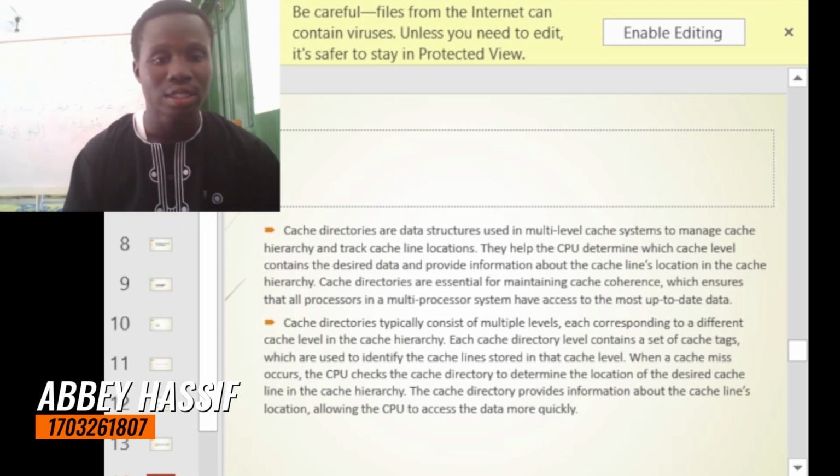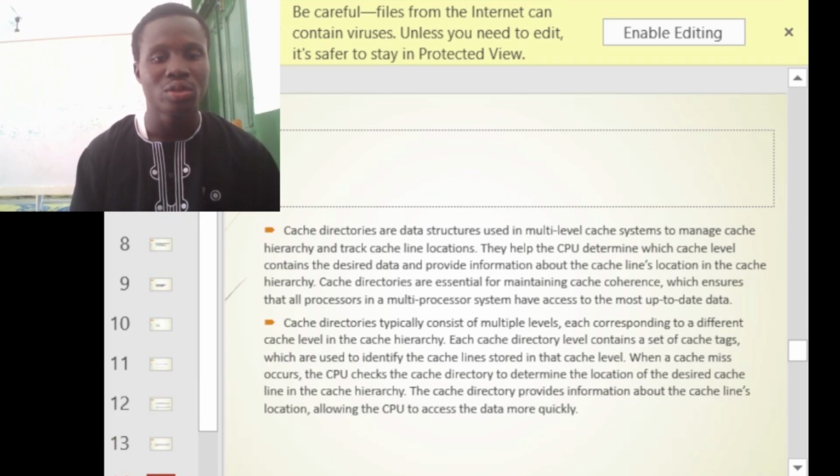Cache directories are data structures used in multiple cache systems to manage cache hierarchy and track cache line location. They help the CPU determine which cache level contains the desired data and provide information about the cache line's location in the cache hierarchy. Cache directories are essential for maintaining cache coherence, which ensures that all processors in the multi-processor system have access to the most up-to-date data.